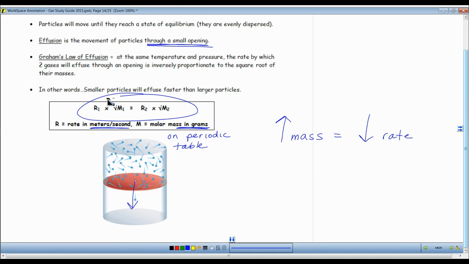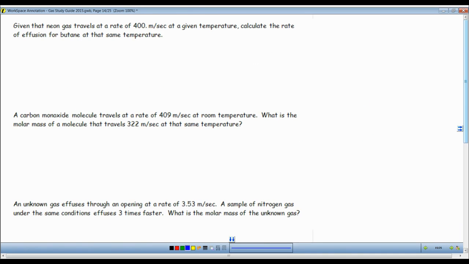Oh my gosh. And again, it's plug and chug. This is great. So some examples. Anytime you see this rate data, like this meters per second, this is your only choice. R1 times square root of M1 equals R2 times square root of M2. It's the only equation that has rates. So anytime you see speeds, meters per second, this is it.